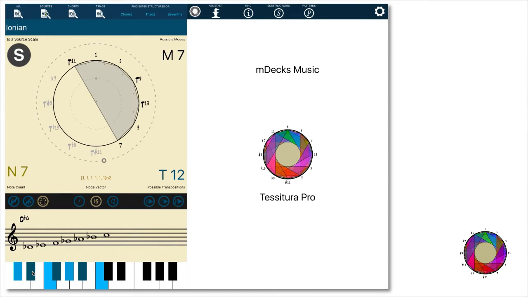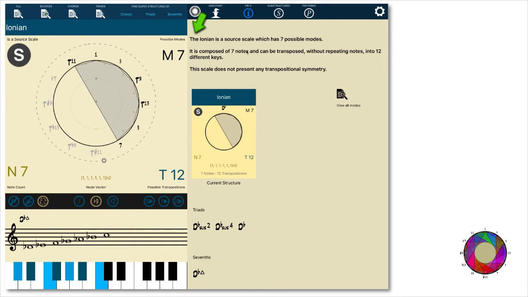So let's look at the related information on the major scale. It reads, the Ionian is a source scale which has 7 possible modes. It is composed of 7 notes and can be transposed without repeating notes into 12 different keys. Also, this scale does not present any transpositional symmetry.